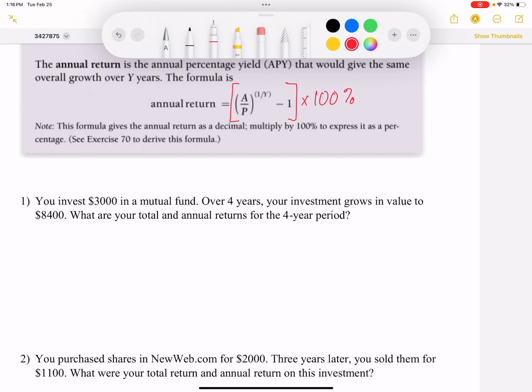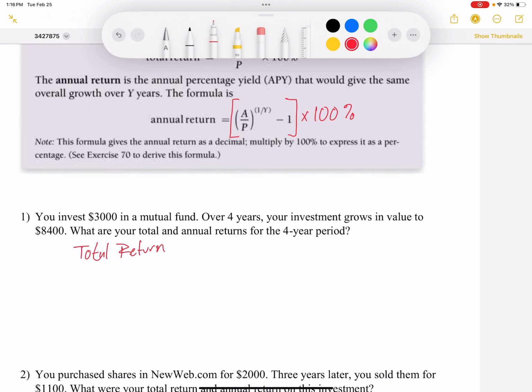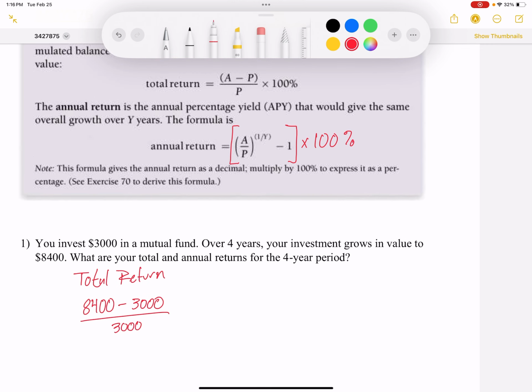All right, so your total return would be, all I'm doing is just following my formula here. So my accumulated amount, $8,400, subtract my principal, $3,000, all over my principal, $3,000, right? And then whatever this is, I'm just multiplying it by 100%. So you can enter it in your calculator that way. You can do it however you want.